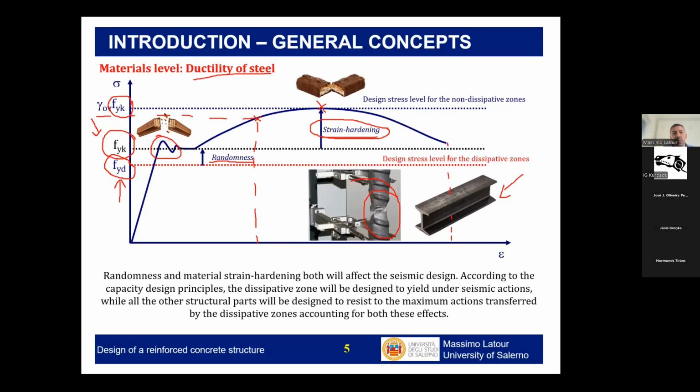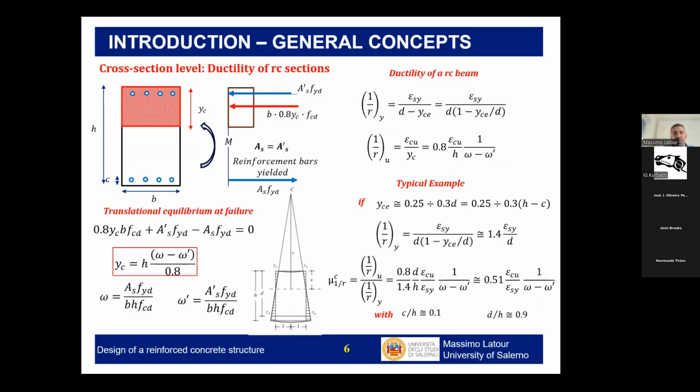If we move from the material level to the cross-section level, we have certain checks in Eurocode which are devoted to controlling the ductility, so to compare the ductility demand, similar to what we do in a resistance framework. You're used to comparing a design action, a design force, with a design resistance. So we compare demand and resistance normally.